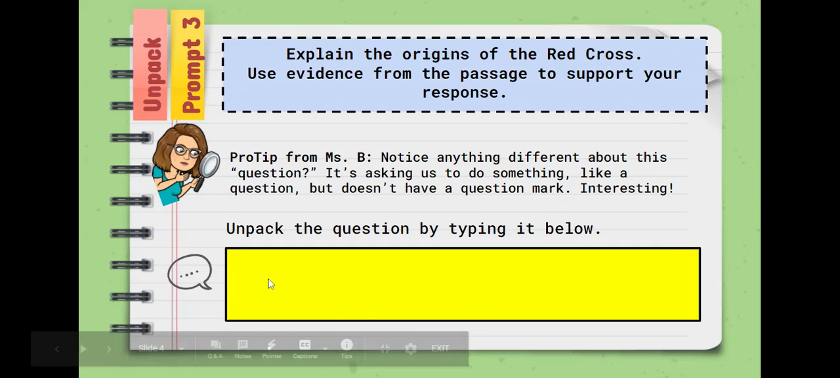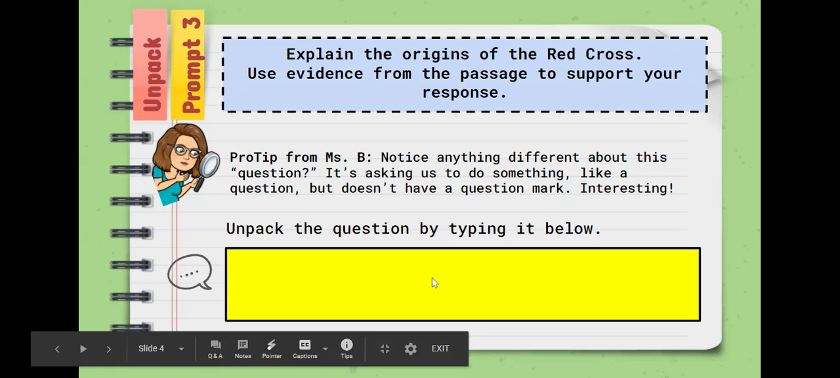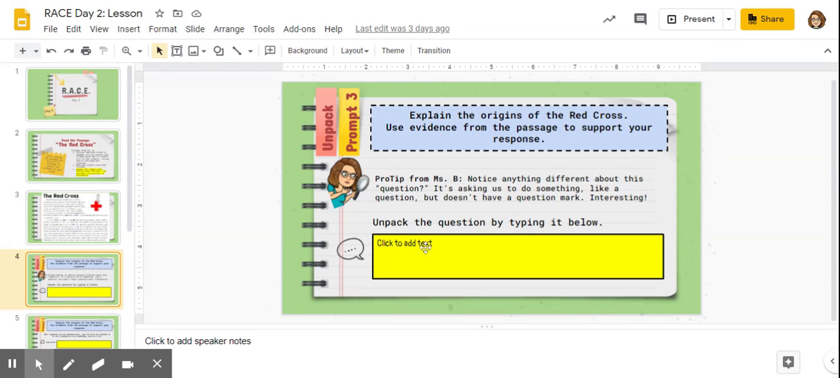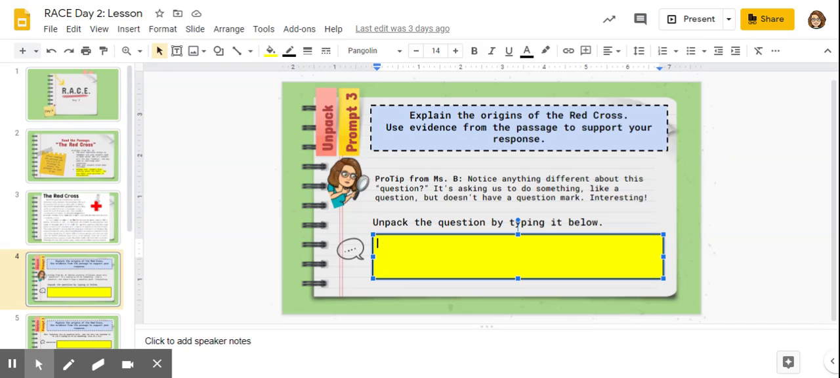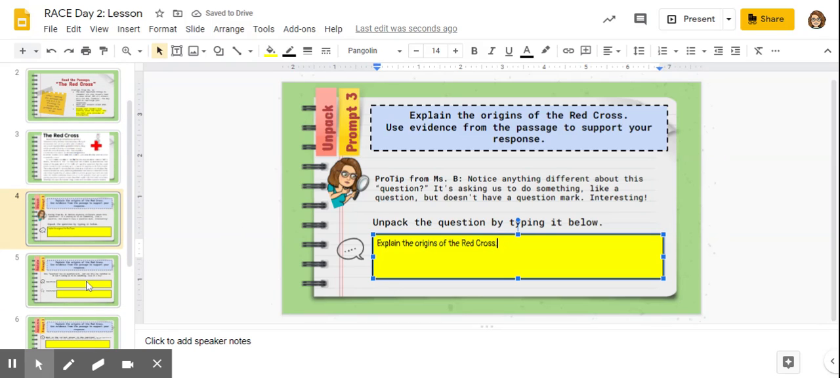So in this spot, I'm going to get out of present mode so I can type for you. Down here in the yellow box, you're going to type, explain the origins of the Red Cross. Again, asking us to do something without the question mark. Next slide.